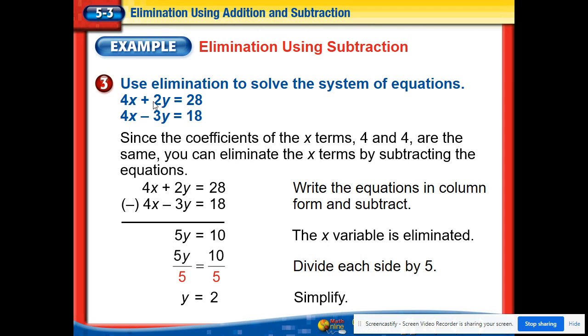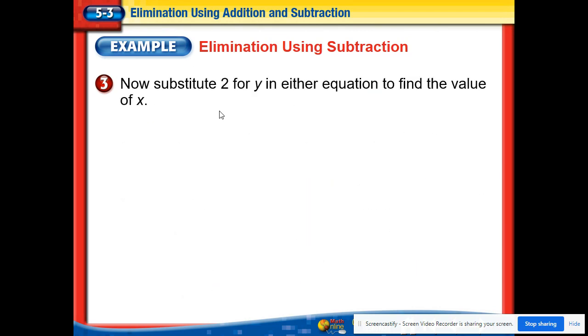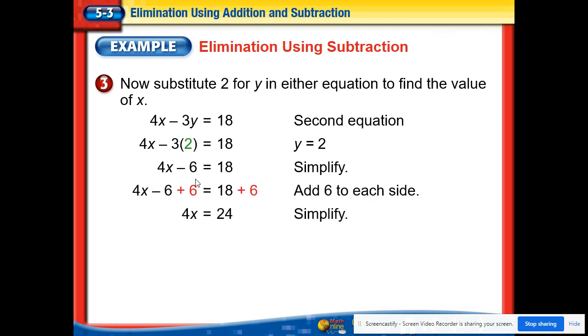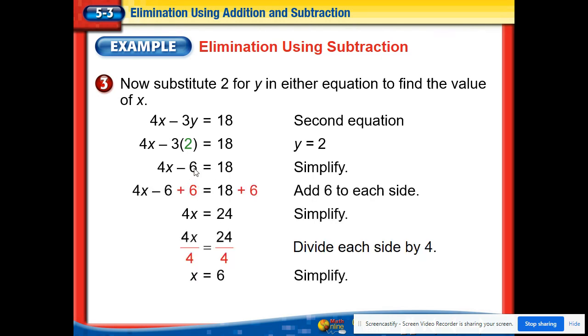Y equals 2. Again, plug it back in up at the top. This time they chose the second one, which is fine. 4x plus 3 times 2, or 4x plus 6. Subtract 6 from both sides, gives us 24. So x equals 6. So we can write our answer as 6 comma 2, again, x comma y.